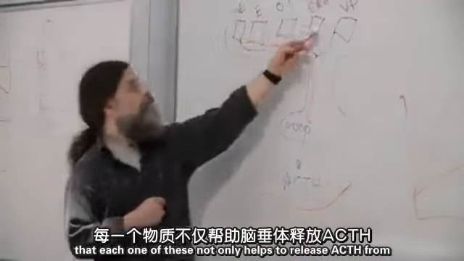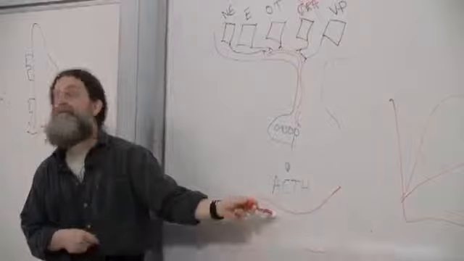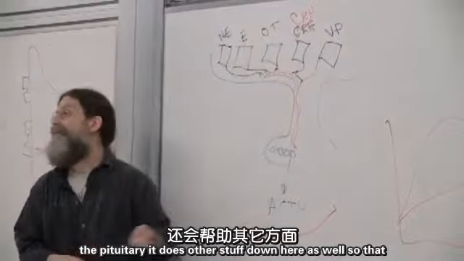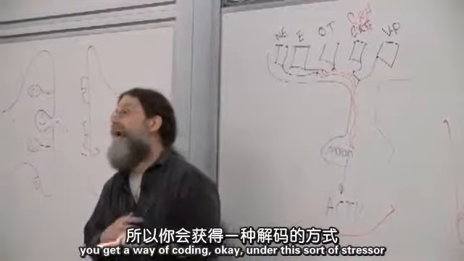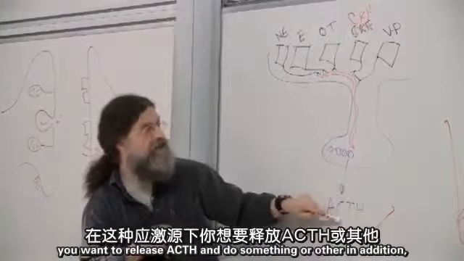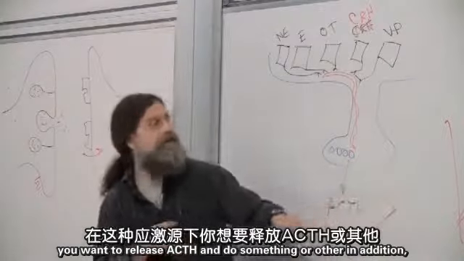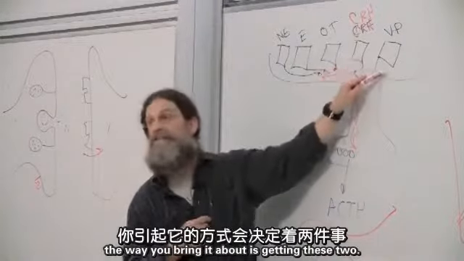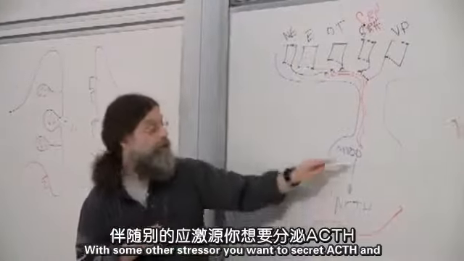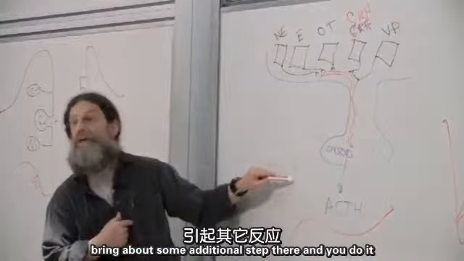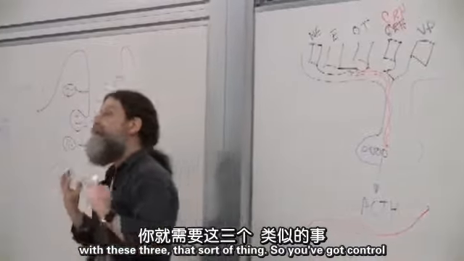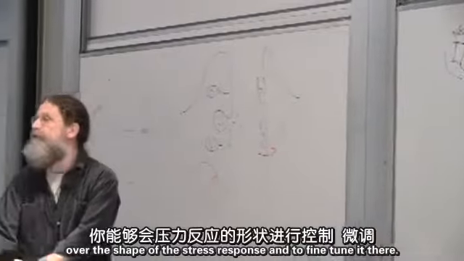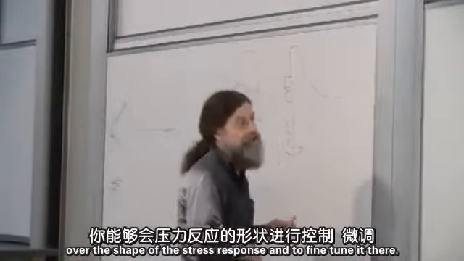The other thing is that each one of these not only helps to release ACTH from the pituitary, it does other stuff down here as well, so that you get a way of coding, okay, under this sort of stressor, you want to release ACTH and do something or other in addition. The way you bring it about is getting these two. With some other stressor, you want to secrete ACTH and bring about some additional step there, and you do it with these three, that sort of thing. So you get control over the shape of the stress response and can fine-tune it.